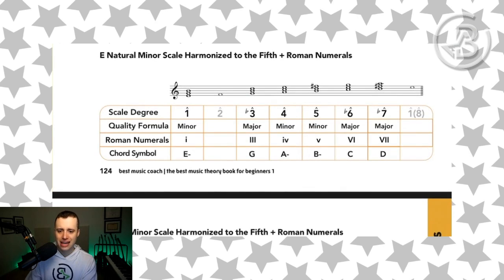So here's an example of an E natural minor scale harmonized to the fifth, also using Roman numerals to express the quality of each chord, whether it's major, whether it's minor, and also what scale degree it's built on, whether it's built on scale degree 1, 3, 4, 5, 6, or 7. Take a look at that for a moment. You can also come back to this in your book.